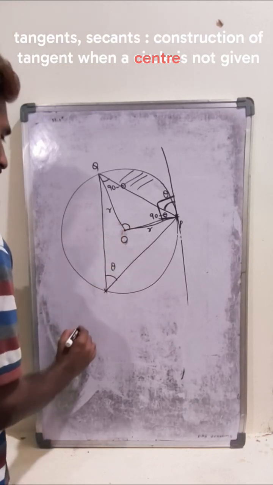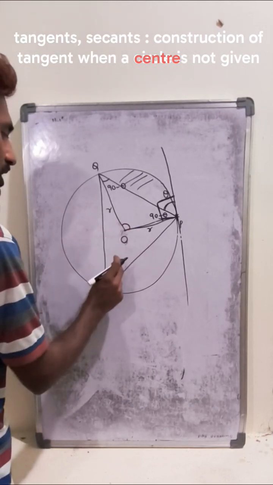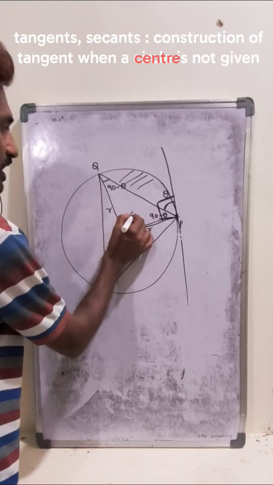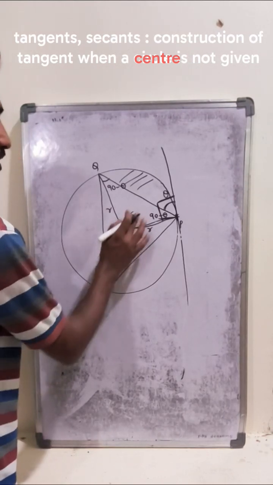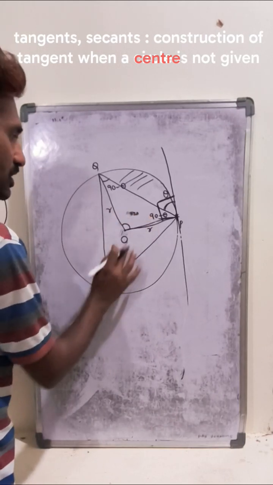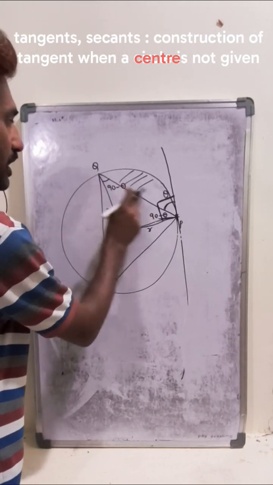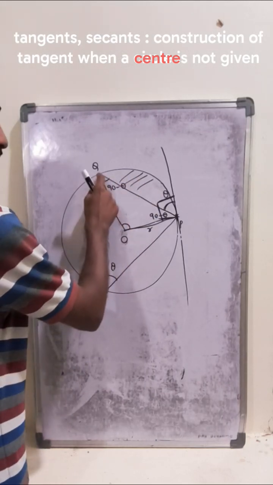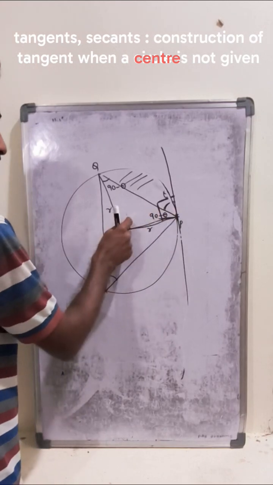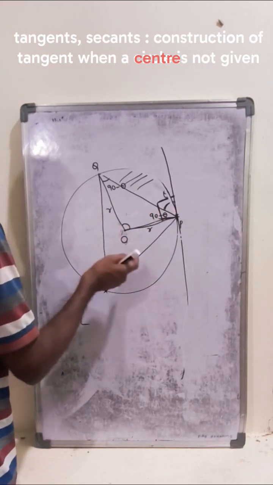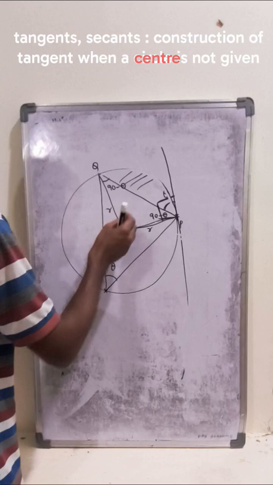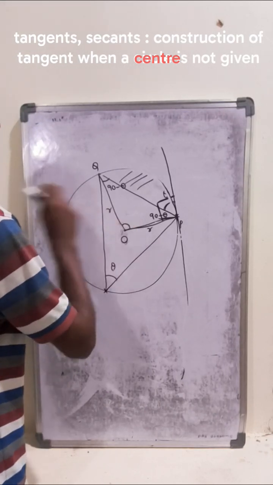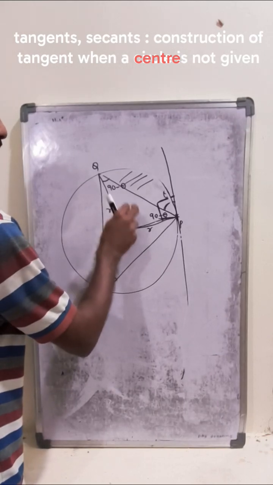Now we need to find this angle. Because if you know this angle, you can find this angle. For example, if this angle is 60 degrees, this is going to be 30 degrees. If this angle is 120 degrees, then this angle is going to be 60 degrees, because the angle subtended by an arc, this is the arc, the angle subtended by an arc at the center is double this one, or else the angle subtended by an arc at the remaining part is equal to half of the angle which is formed at the center.